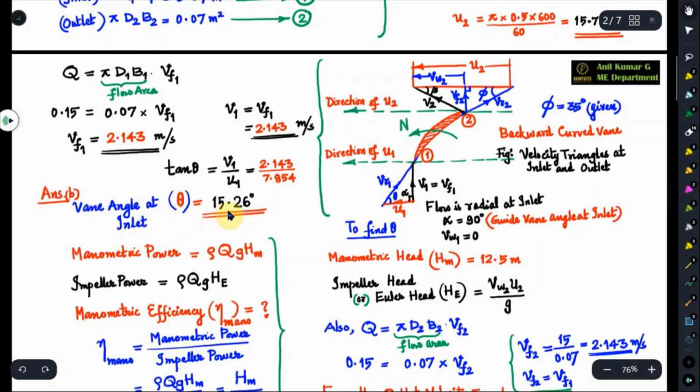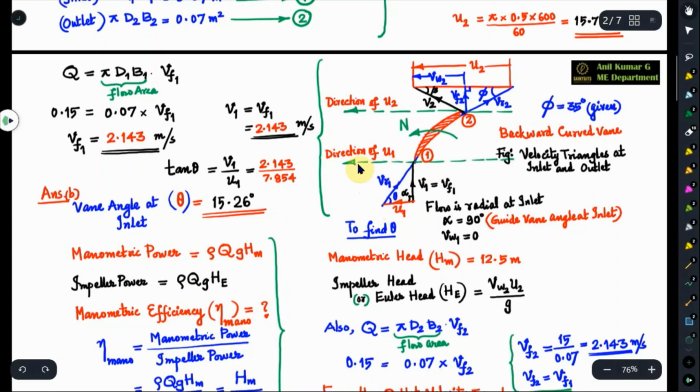Theta is equal to 15.26 degree. Remember, the vane angle or the blade angle at inlet, that means the inclination of the relative velocity of the liquid with respect to the direction of motion at inlet. So the inclination of the relative velocity with u1, inclination of VR1 and u1, that is theta.